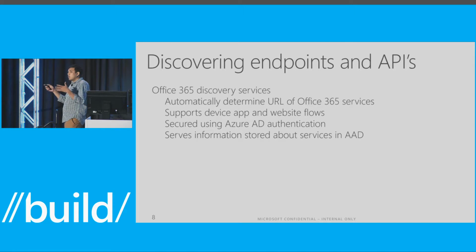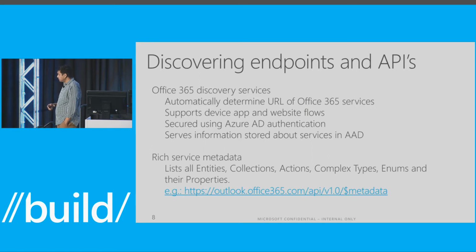Now, because there are those various workloads, we also have a discovery service so that you can figure out what the endpoints are, and if they change, then you don't have to recode or make changes in your app. For Outlook, the endpoint is largely going to be the same. It's outlook.office365.com. But for some others, like SharePoint, it's a dynamic URL based on your tenant name and stuff like that. The discovery service has the same advantages, just like any other service.